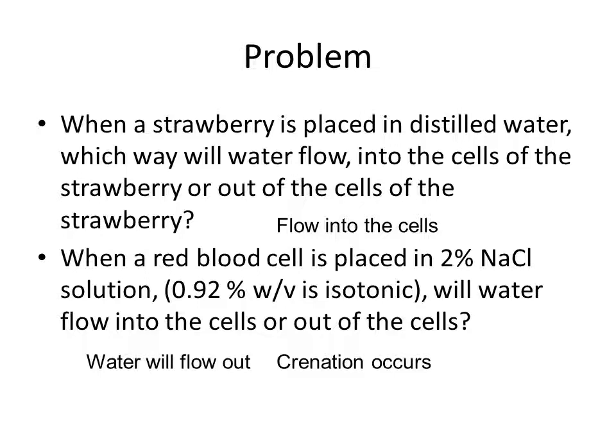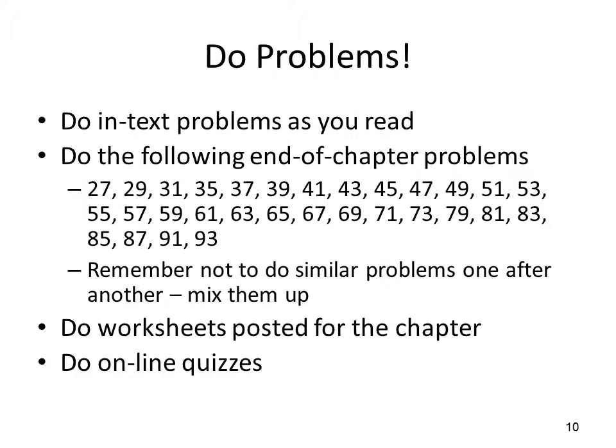When you place a red blood cell in 2% sodium chloride, 2% sodium chloride is hypertonic. Hypertonic solutions have too many solute particles in the solution, and so what happens is the water inside the cell is going to flow out and try to dilute down that 2% sodium chloride solution. So water will flow out of the cells, and you're going to have crenation occur.